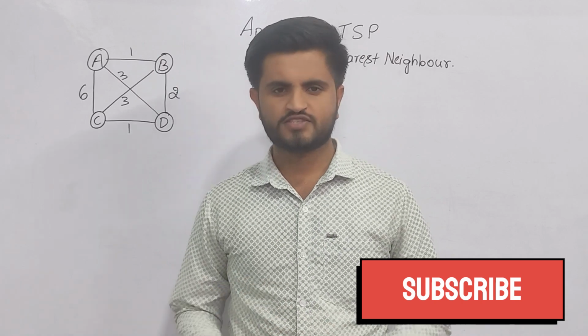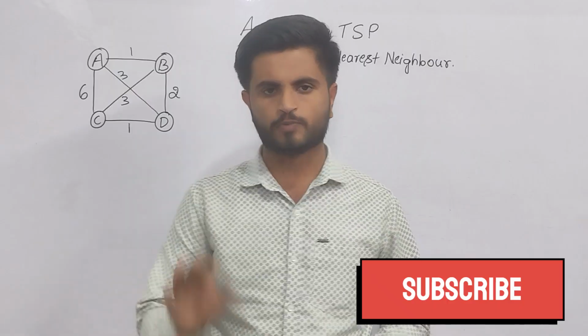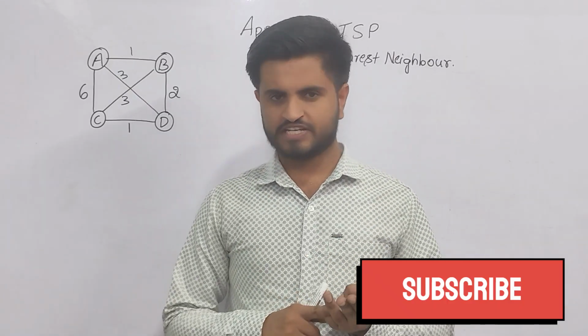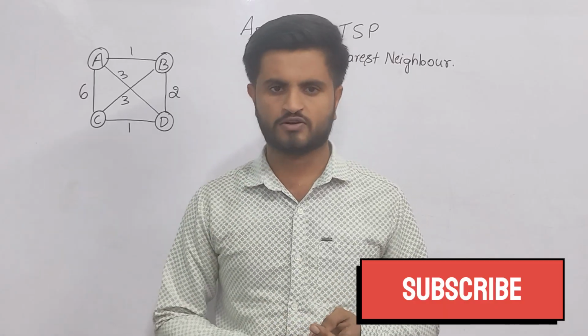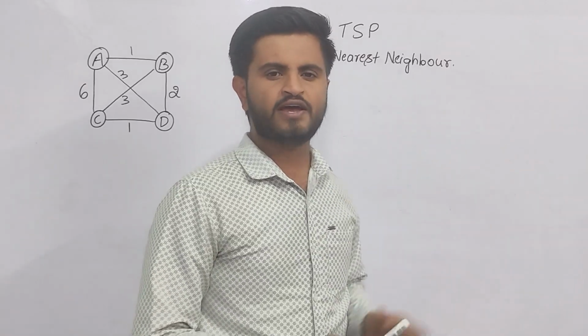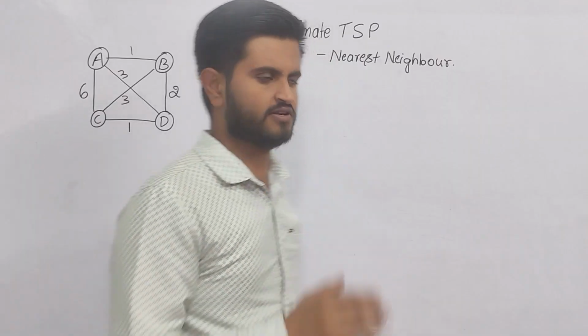Hello everyone, in this video let's discuss how to solve the approximate traveling salesman problem. In this we have two types of algorithms. The first one is nearest neighbor and the other one is twice around the tree. In this video let's discuss the nearest neighbor, and the twice around the tree video link will be given in the description. You can access it.